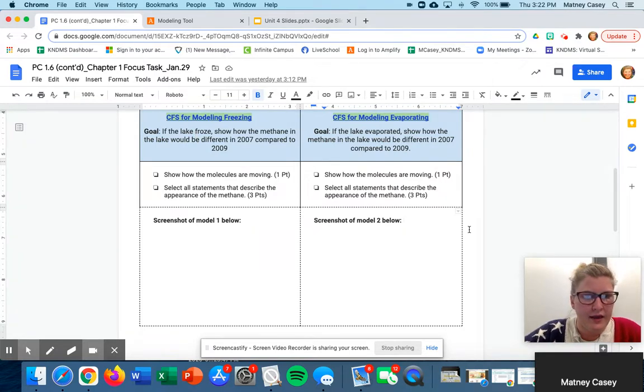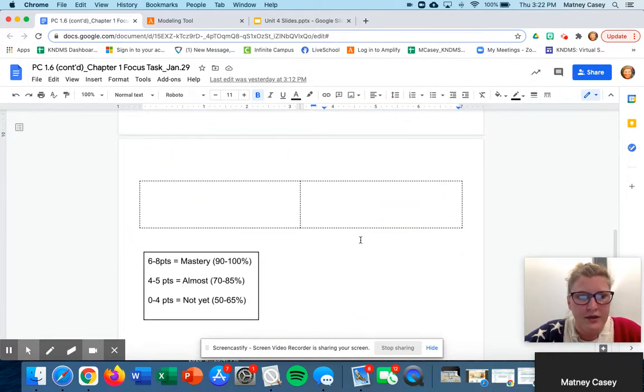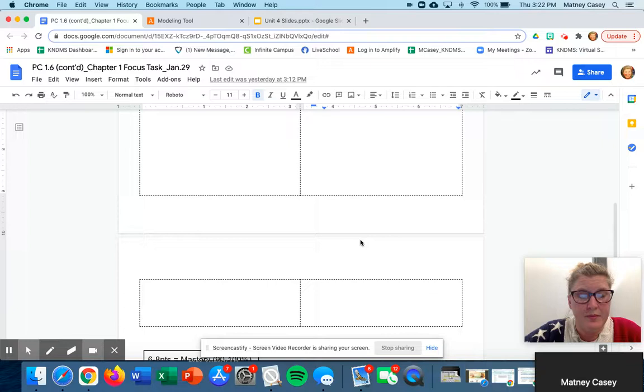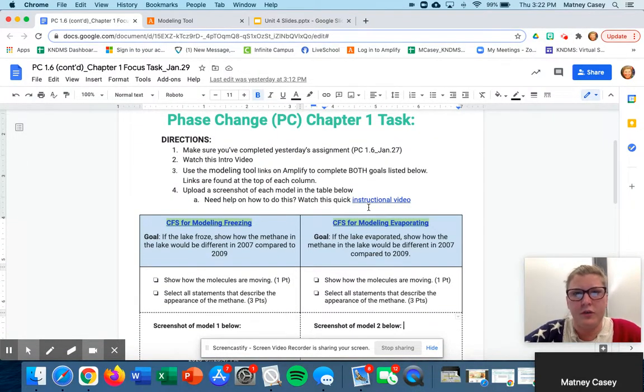After you do that, that's the last thing you have to do. All of your points are down here at the bottom, so you know what your grade should be if you met all of those different points. And there's also a quick instructional video if you're unsure of how to screenshot and upload it into a Google Doc.